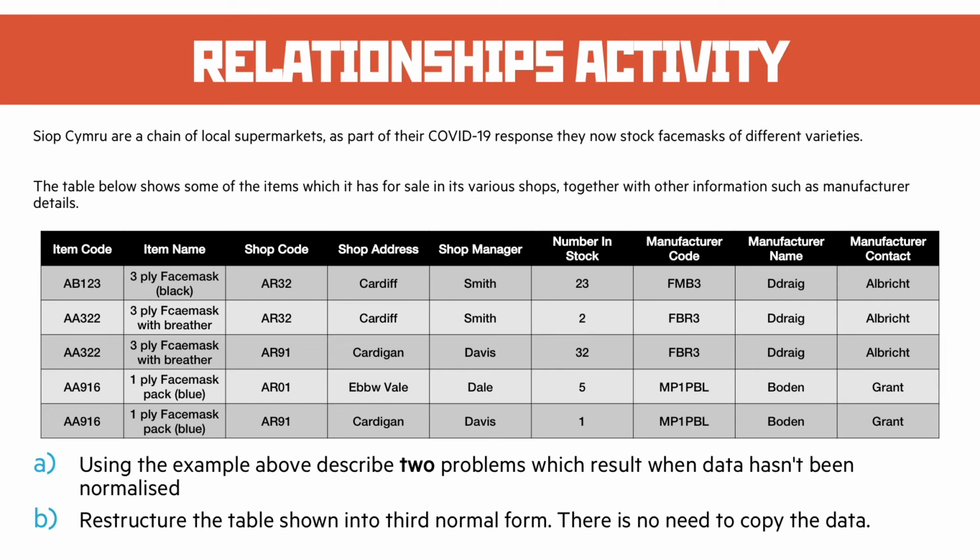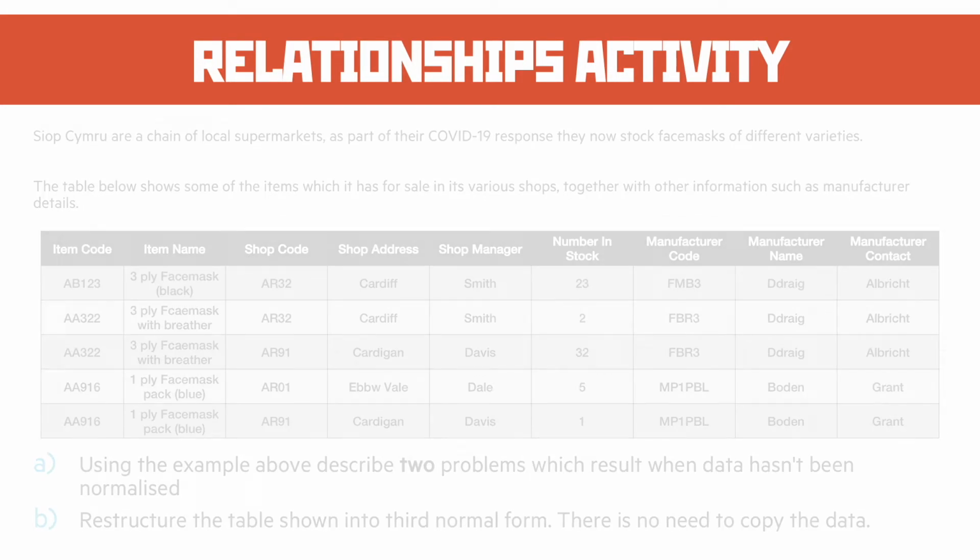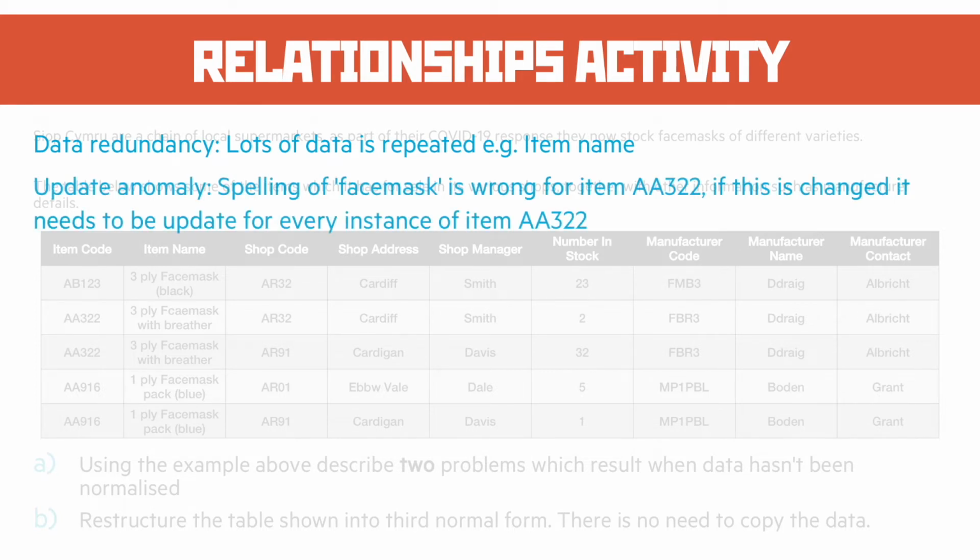The first question, the relationships activity, involves describing two problems with this data set. Now have a quick look at it, because you will see that first of all there's data redundancy. There's lots of data that's repeated. You've got the item name repeated multiple times. And as part of that, you'll see there's actually an update anomaly, because on the second and third row down, you'll see that face mask is spelt wrong.